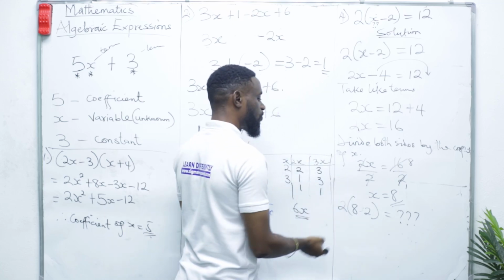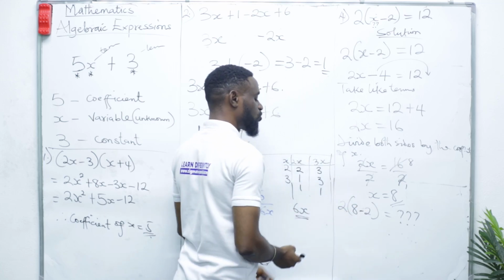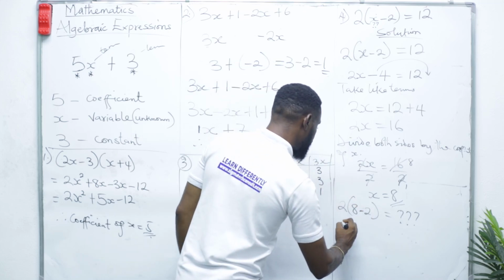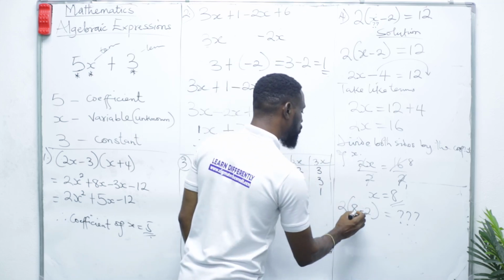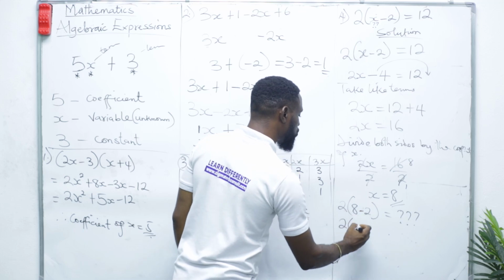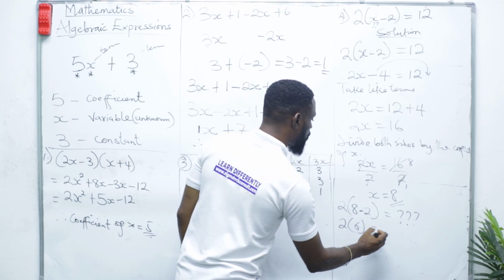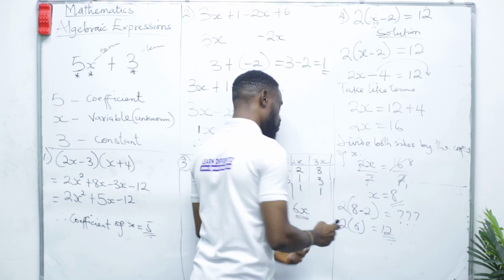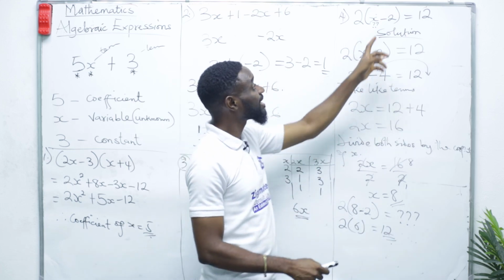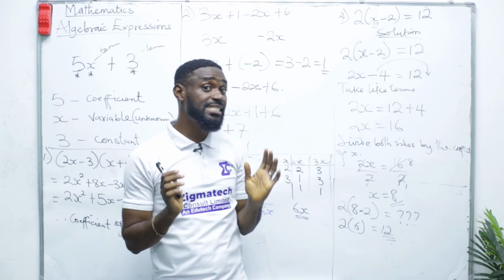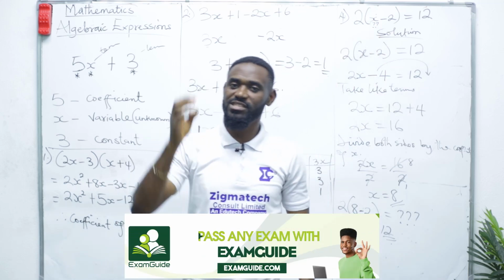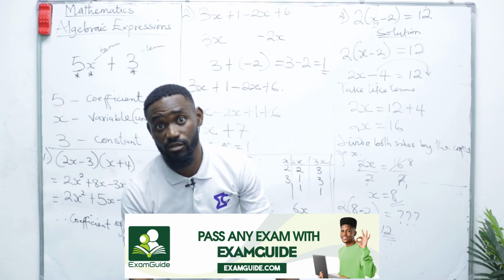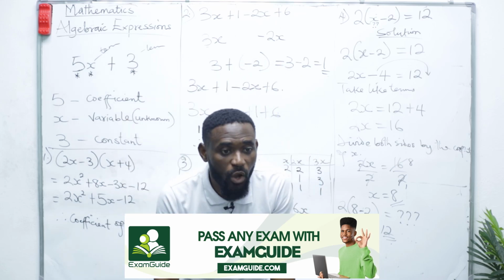So, from our BODMAS, we do what we have inside the bracket first. So it means 2 times open bracket, 8 minus 2 is 6, right? So 2 times 6 is equal to 12. So we are correct. That means that this x was actually representing 8, and it was not even telling us that it's there to represent 8 until we solve it. We know what it's representing. Okay, let's see.